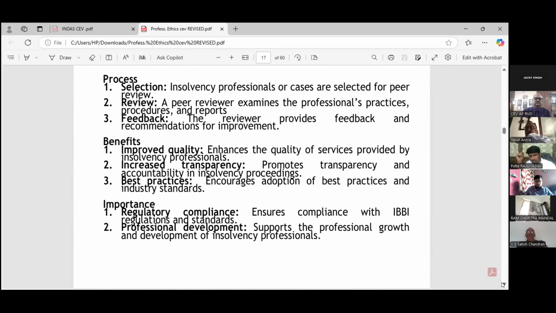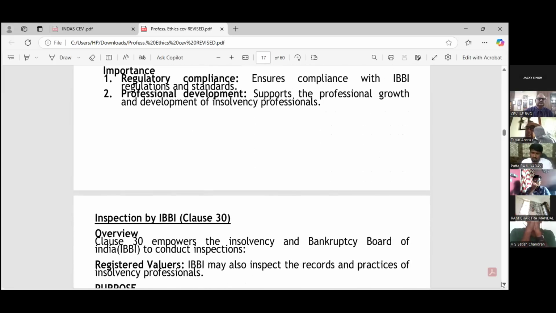Then what is the benefit? Improved quality: enhance the quality of services provided by insolvency professionals. Increased transparency: we promote transparency and accountability in insolvency proceedings, that is IBC cases. Best practice: encourage adoption of best practice and industry standards. We also have to increase best practice, because a lot of competition is coming nowadays. Importance: regulatory compliance, ensure compliance with IBBI regulations and standards. Professional development: support the professional development of insolvency professionals in IBC cases.